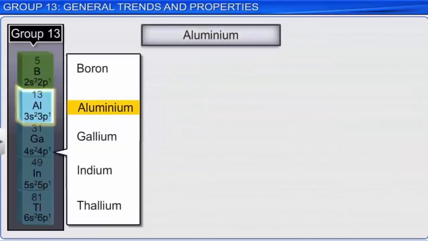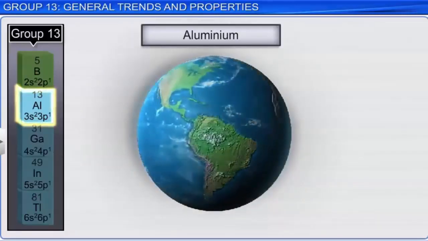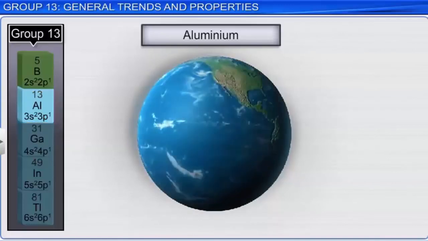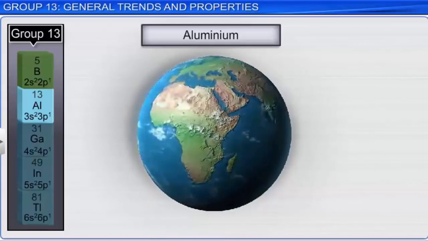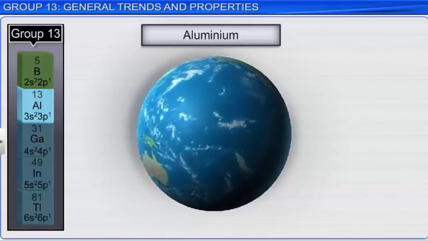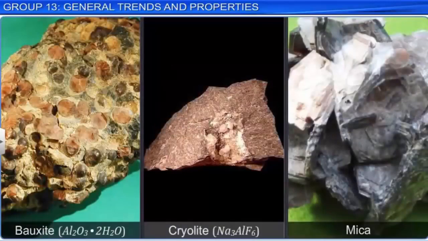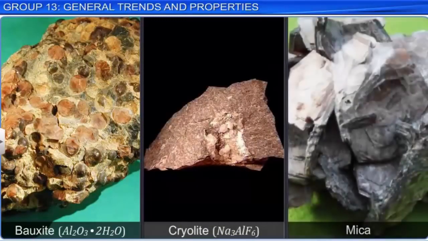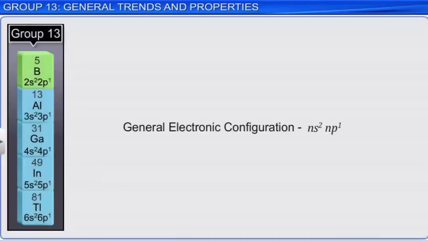Aluminium is a metal, although it has many chemical similarities with boron. It is the 3rd most abundant element and the most abundant metal in the Earth's crust, contributing 8.3% by mass. Important minerals of aluminium include bauxite, cryolite, and mica. The electron configurations of the group 13 elements all end as ns2 np1.